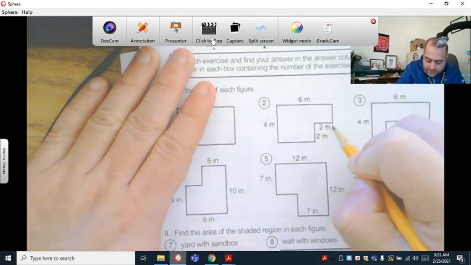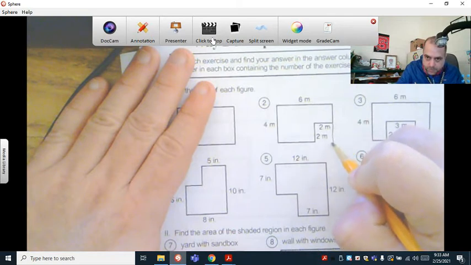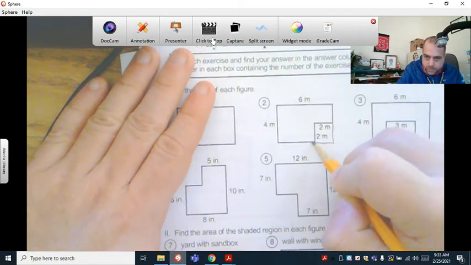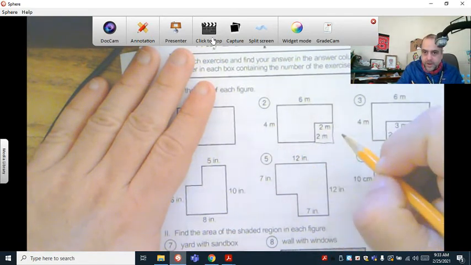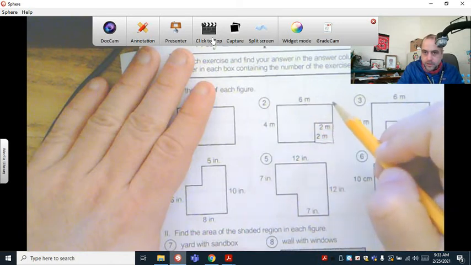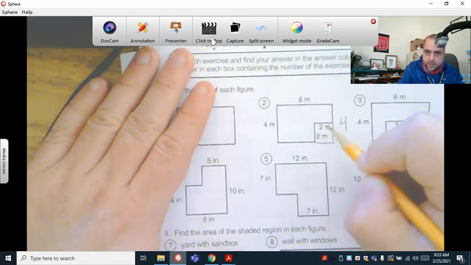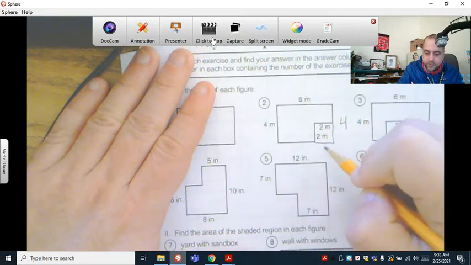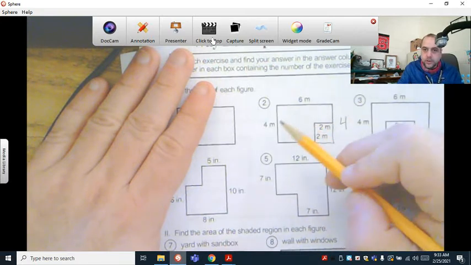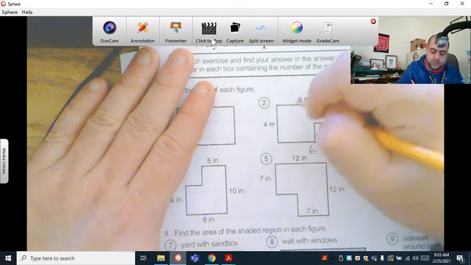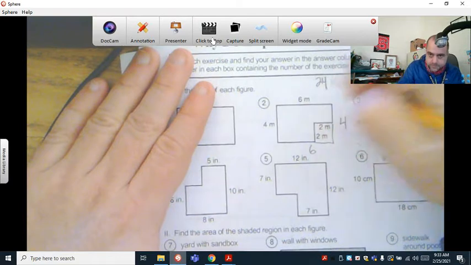Let's fill it in. Let's pretend like it's whole. This whole big rectangle would be 6, or this is 4. From here to this invisible part would be 4, and on the bottom from here to here would be 6. So what's 4 times 6? 4 times 6 is 24.